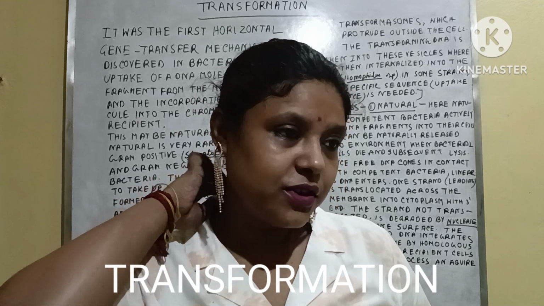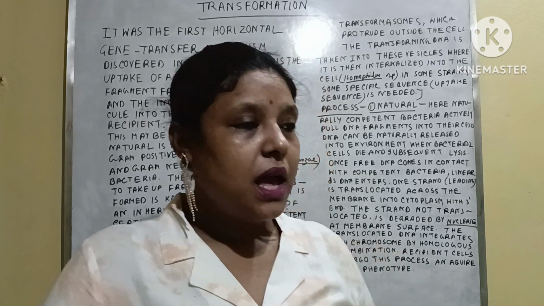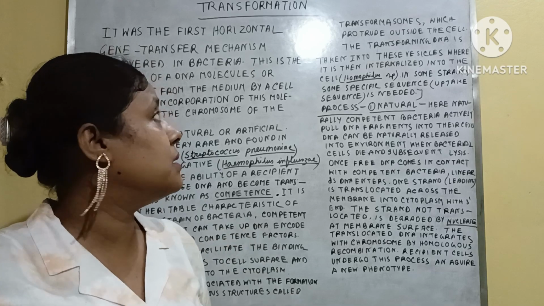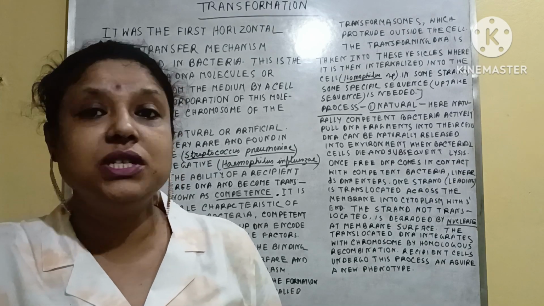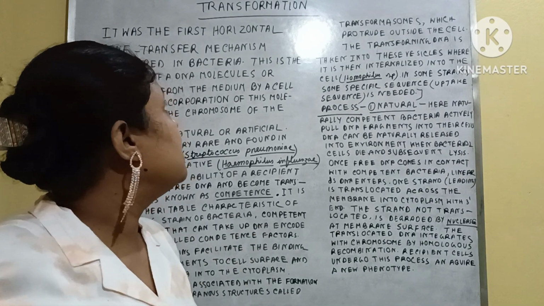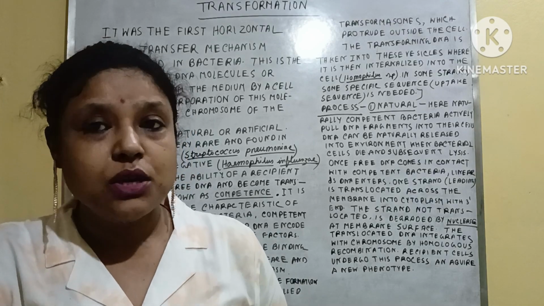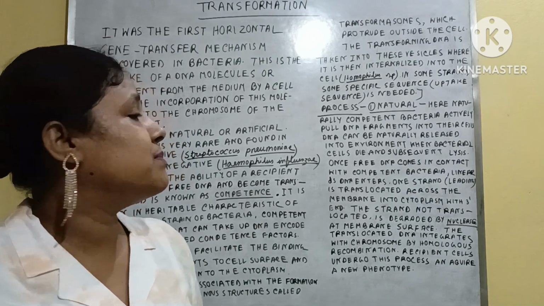Today's video is about bacterial recombination, or the transformation of DNA, and how it occurs in bacteria. There are three processes we have to learn about in bacterial recombination or gene transformation: transformation, conjugation and transduction. So the first topic is transformation.